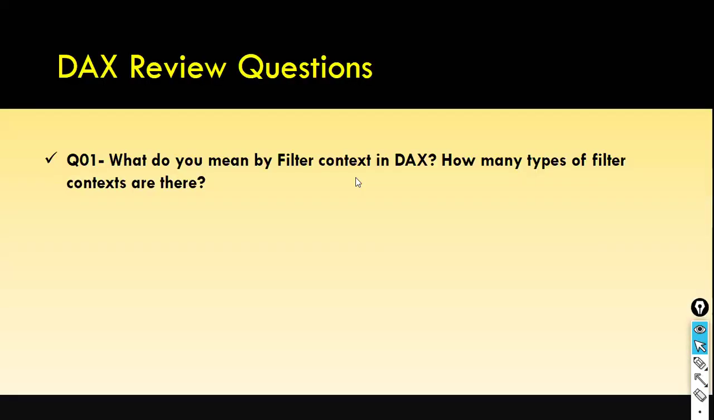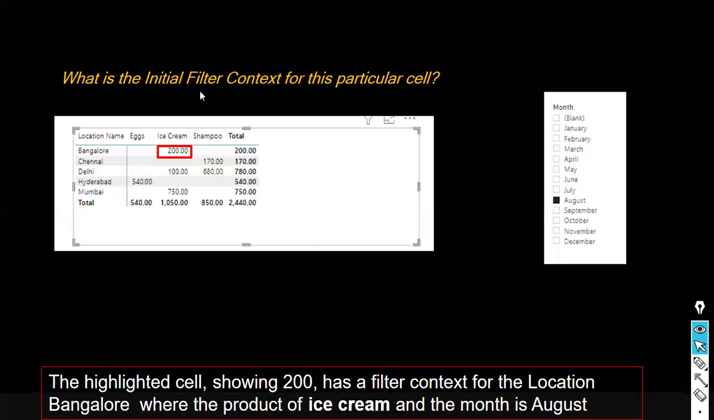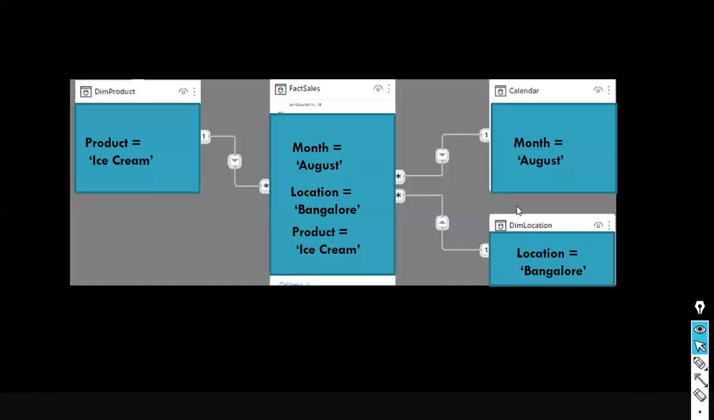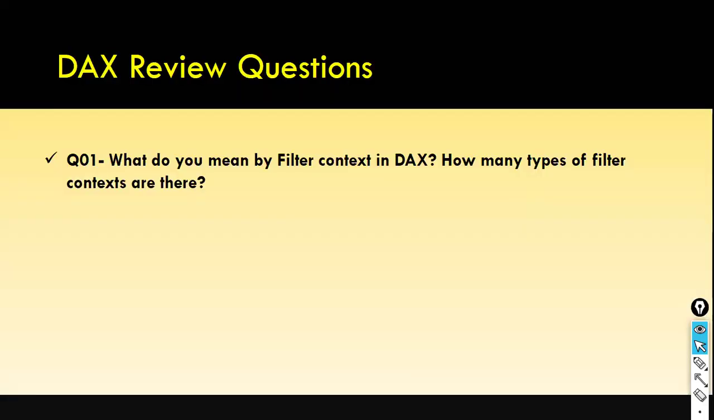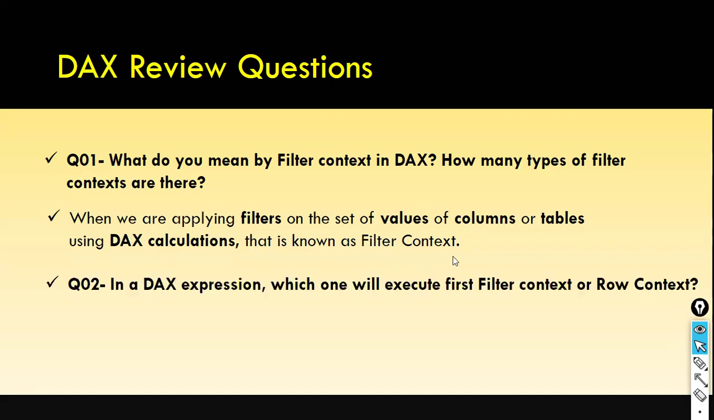So what do you mean by filter context in DAX? This is what filter context is. It applies row level filter, column level filter, and the slicer also gives us a filter. How many types of filter contexts are there? When we apply a filter on a set of values of columns or tables using DAX, this is known as filter context.